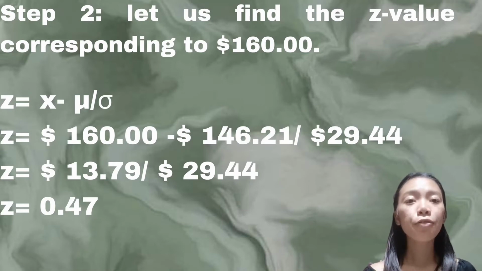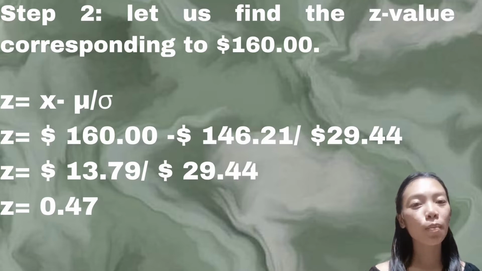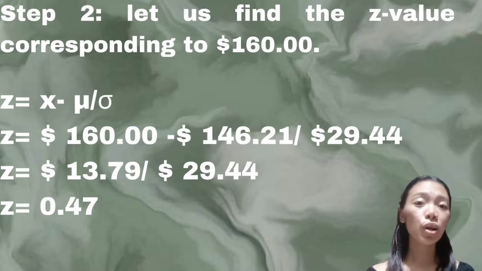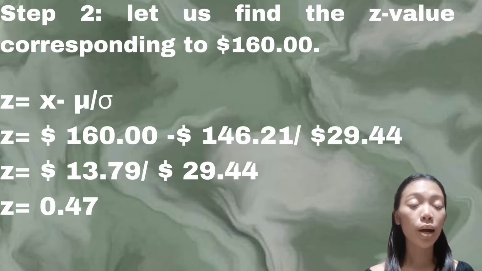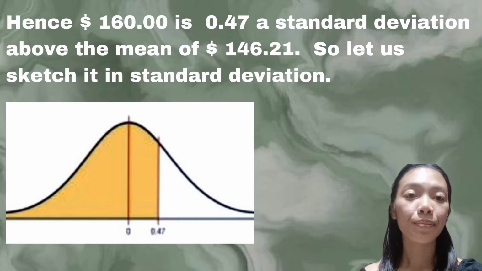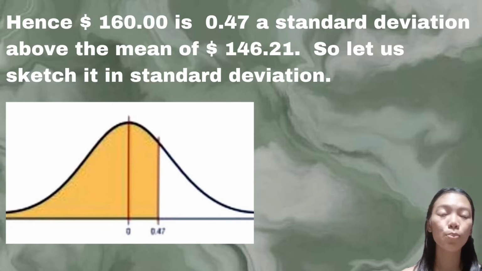Step 2. Let us find the z value corresponding to $160. So, in this part class, we will use z equals x minus mean divided by the standard deviation as our formula. So, the result of $160 minus $146.21 divided by $29.44 is 0.47. Hence, $160 is 0.47 of a standard deviation above the mean of $146.21.